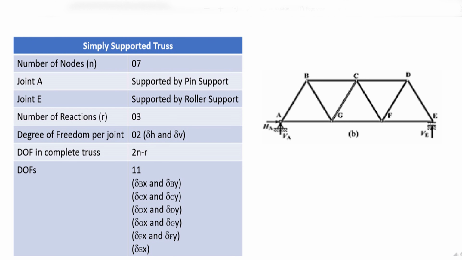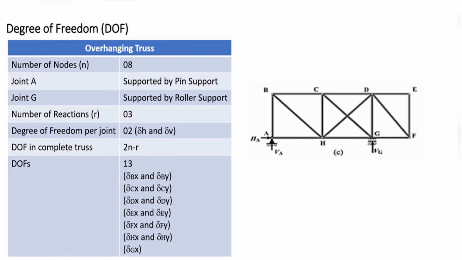Similarly, in this truss we have 7 nodes and 3 reactions. So the degree of freedom comes out to be 11. In a similar way in this truss we have 8 nodes and the number of reactions is 3, so the degree of freedom comes out to be 13. So now you can surely know whether this frame moves in x or y direction or not by simply knowing the reactive forces.